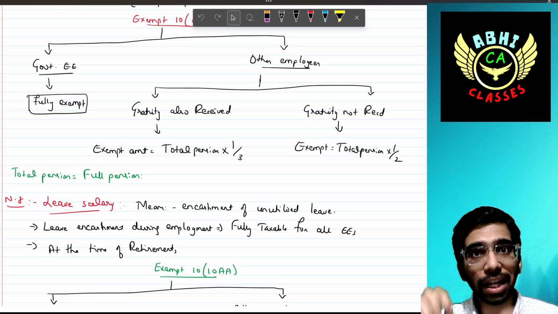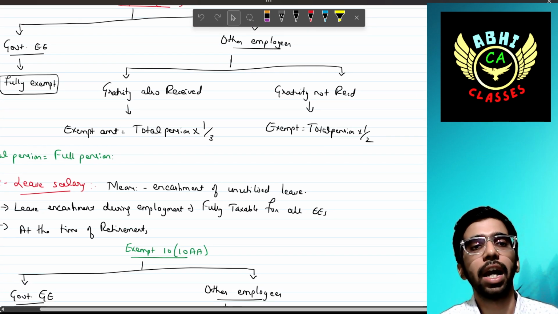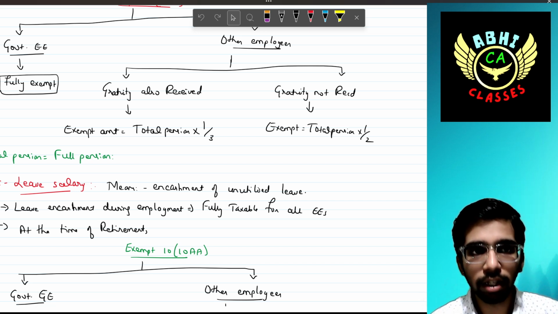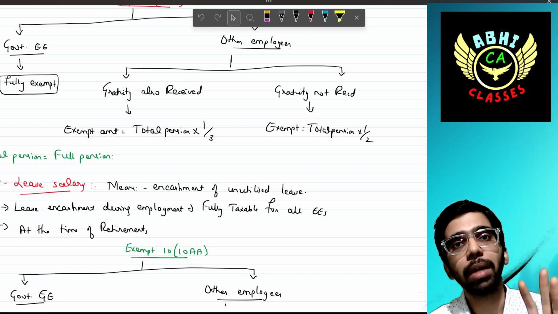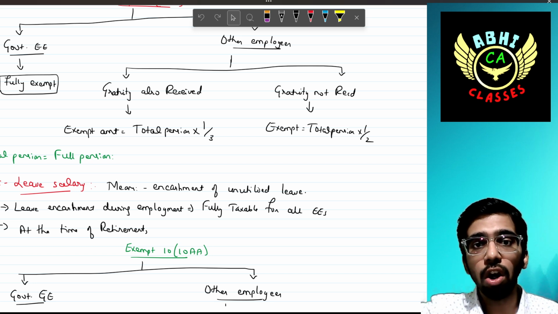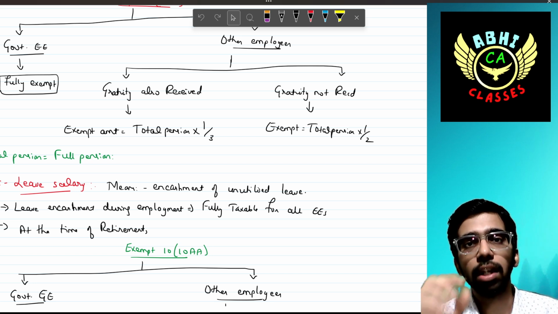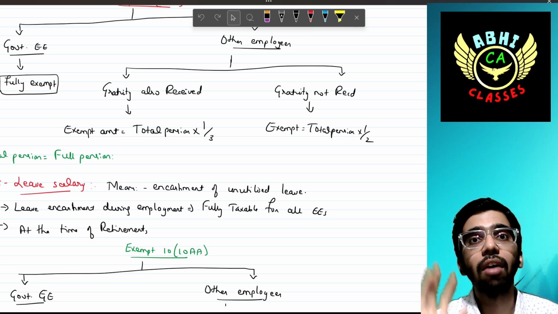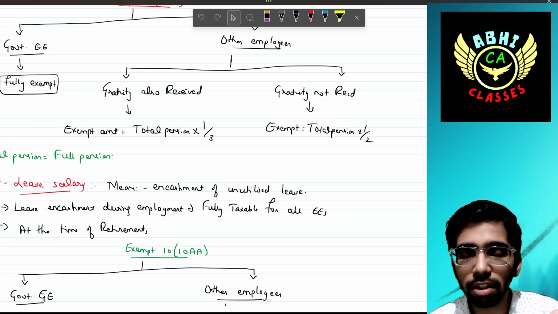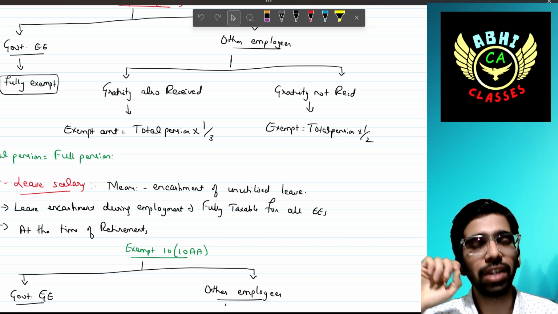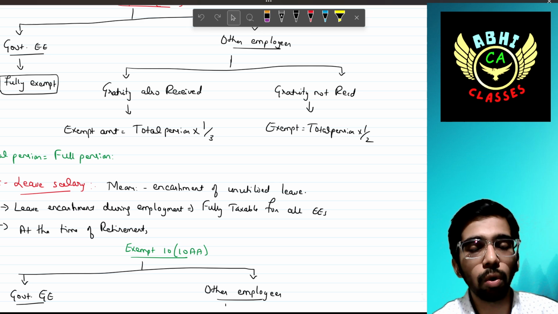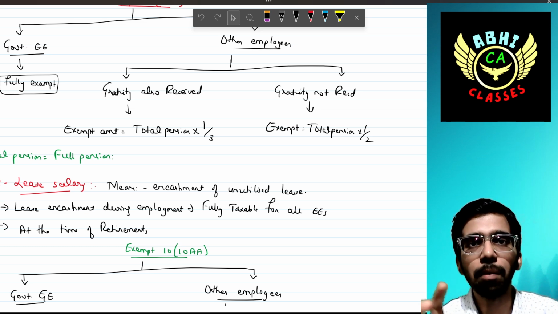For other employees, if the employee is in receipt of gratuity also, then the exempt portion will be total pension into 1 by 3, which means 33.33%. Where he is not receiving gratuity, the exempt portion will be total pension into half, which means 50%. In the first case, he gets exemption only to the extent of 33%. If he is a non-gratuity employee, the exempt portion will be 50% of the total pension. Why is there discrimination between the two?